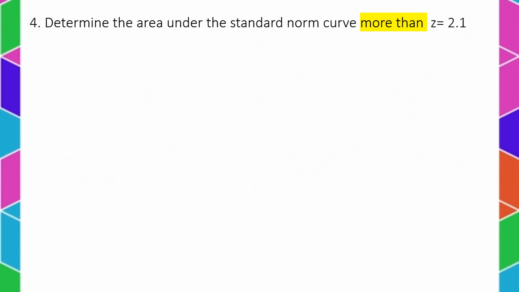Okay, let us try to have the fourth example. Determine the area under the standard norm curve more than Z equals 2.1. So if you notice class, in the given problem, meron tayong clue dito, no? We are looking for the area that corresponds to more than Z equals 2.1. So, unlike sa example 1, 2, and 3, eksakto yung area na hinahanap. Pero dito, it is more than. No? Sabi dito, the area that we are looking for is more than Z equals 2.1.